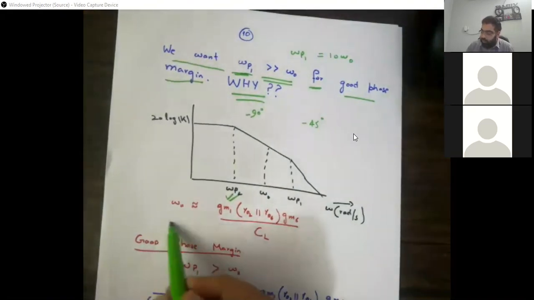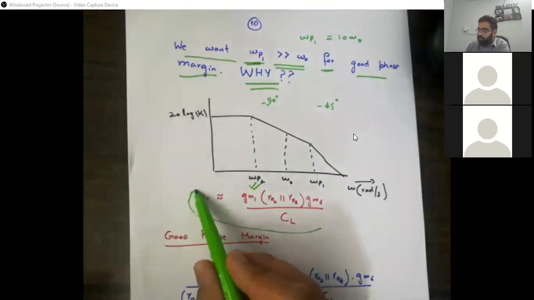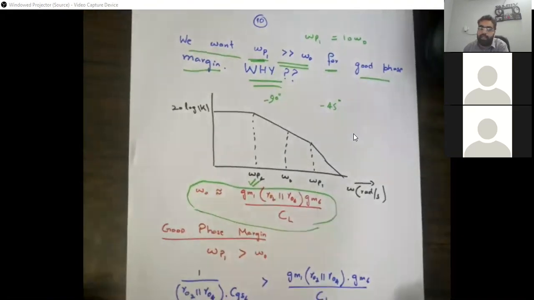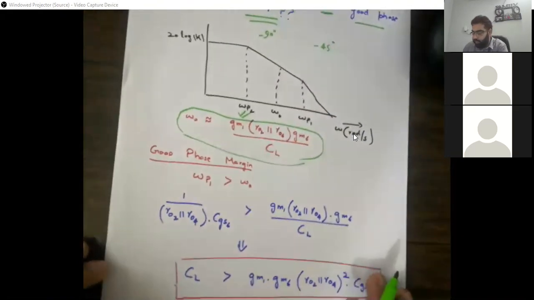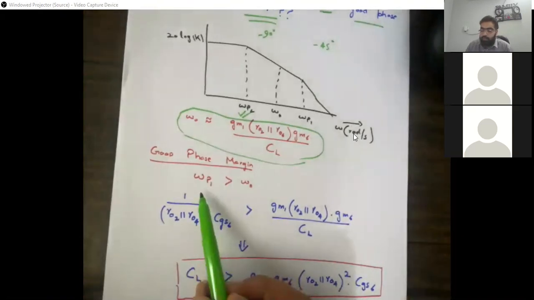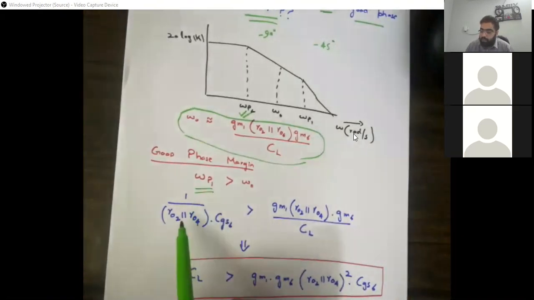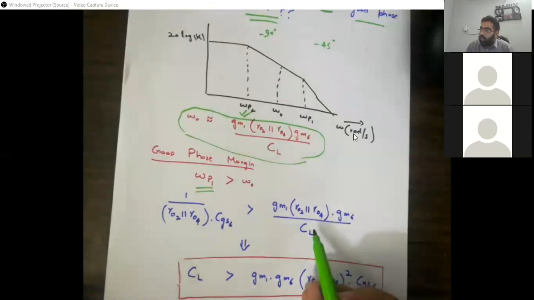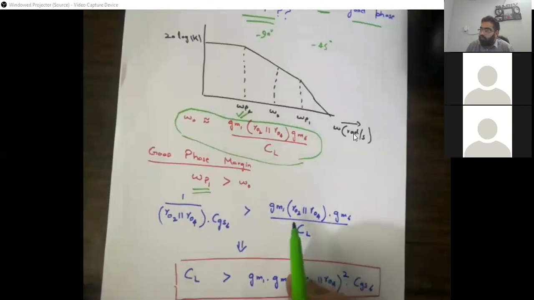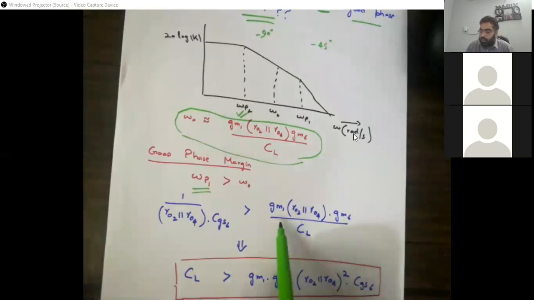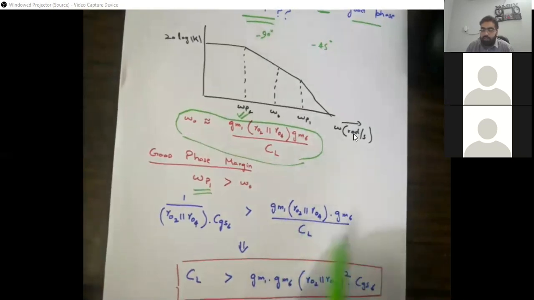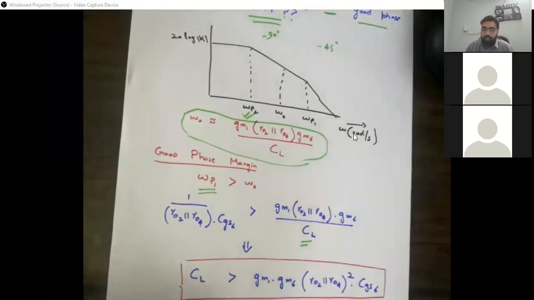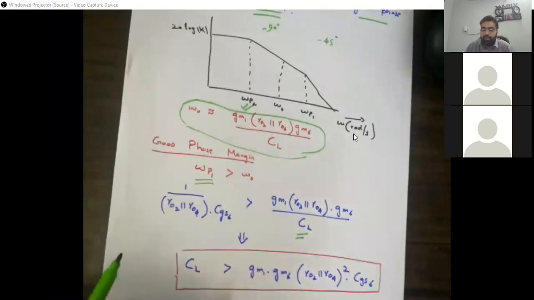तो omega naught तो हम लोगों ने ये निकाल लिया. Let's see कि इस current जो हमारा two stage amplifier है इसमें ये valid है या नहीं है. So just putting the omega p1 expression, उसकी value थी 1 over R2 in parallel with R04 times CGS6, and we have GM1 times R02 in parallel with R04 dot GM6 by CL. ठीक है, तो ये हमारे पास expression हो गया था.